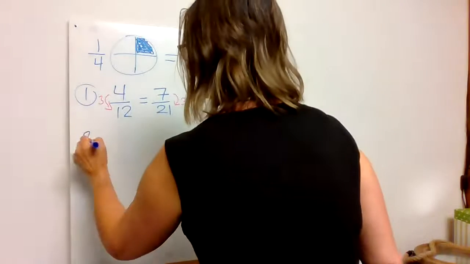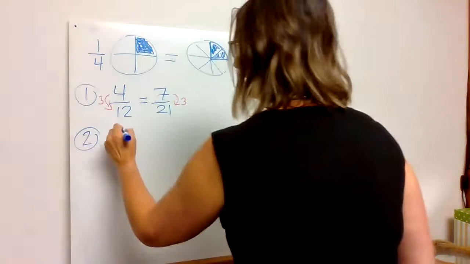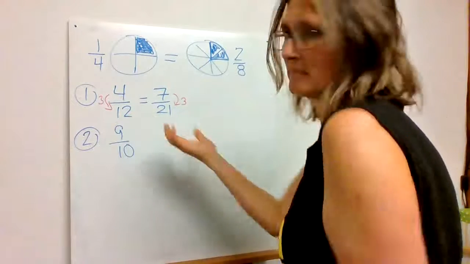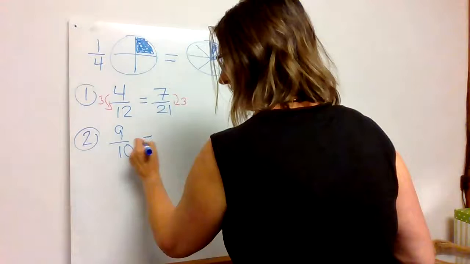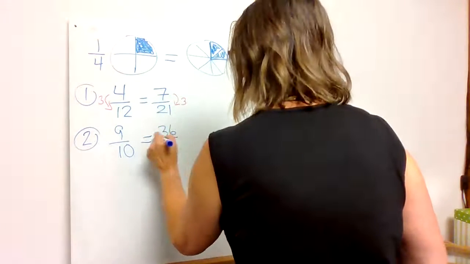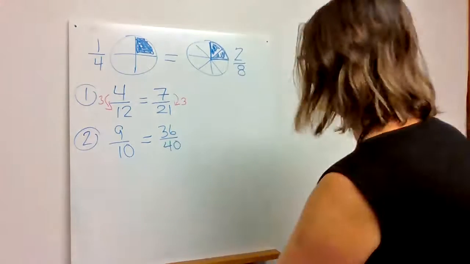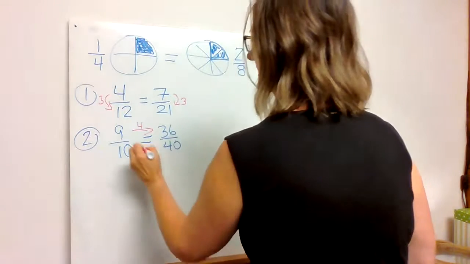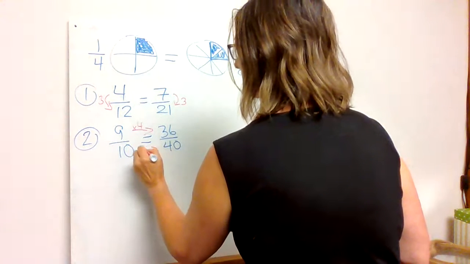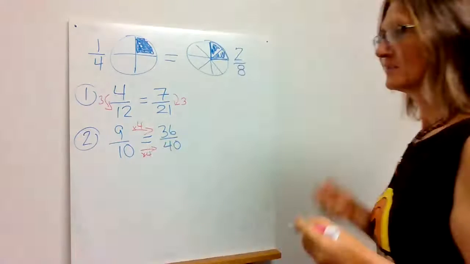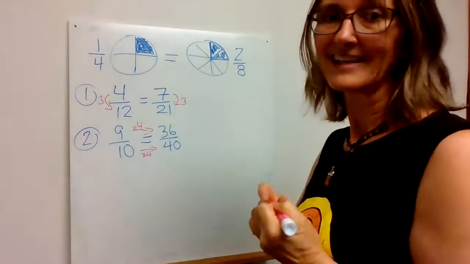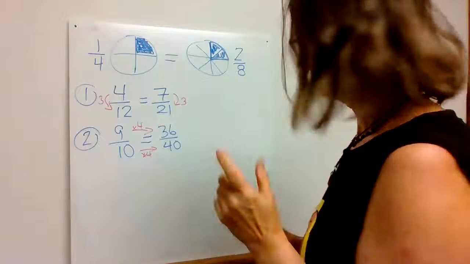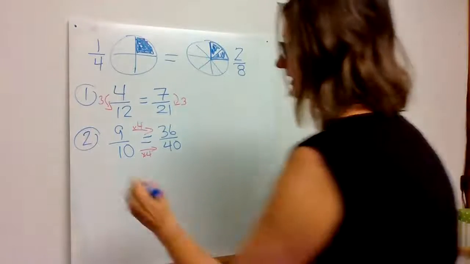The second way is horizontal. So if we have 9 of 10, there's nothing I can do vertically here. 9 times what is 10? I can't do that one. However, what if I had 36 out of 40? You can see this time that 9 times 4 is 36, and 10 times 4 is 40. So again, if one of these numbers were missing, you could do your multiplying or dividing horizontally to figure that out. Sometimes neither one of these works.